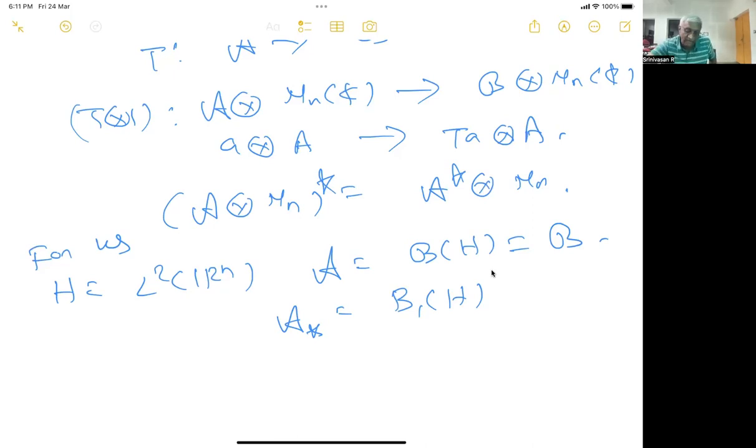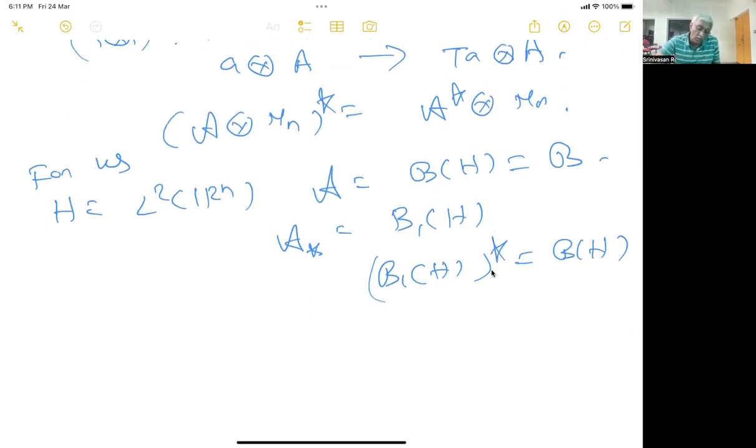So what I wrote is not correct. The dual of B1H is B of H. We want it to be weak star continuous, and that is why we are dealing with B1H. The dual of B of H is very big. It's not separable, while B1H is separable. So we are dealing with B1H, which are normal states, normal linear functionals. Normal means weak star continuous. That is why we are dealing with A star.